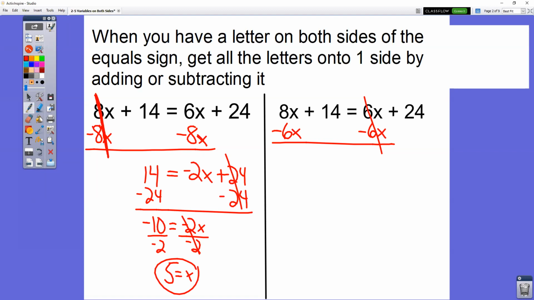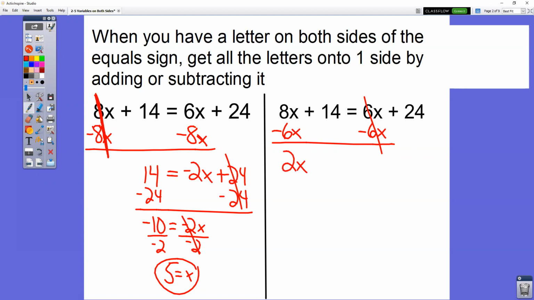I'm going to do the same problem all over again. This time I'm trying to get all my letters onto one side. So I'm going to subtract 6x. Again, that's a positive 6. That's why we want to do minus 6, because we want them to zero out or cancel out. If this was a negative 6, which we'll see in future problems, then you would add 6 to both sides. But because this is a positive 6, we're going to do minus 6 and minus 6.